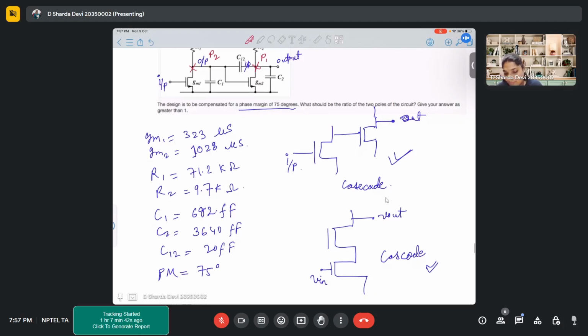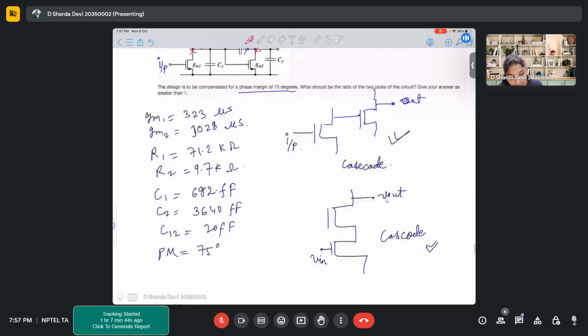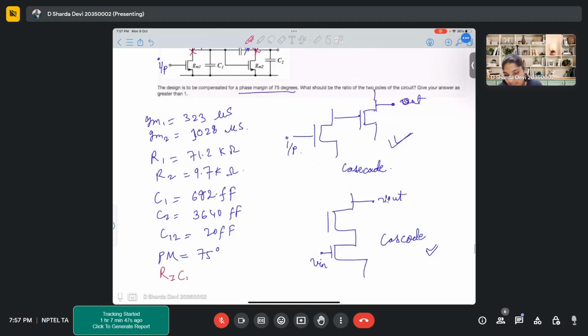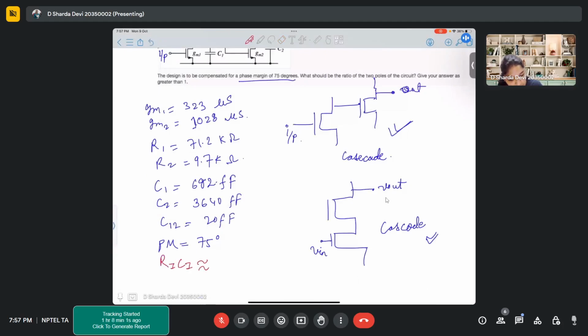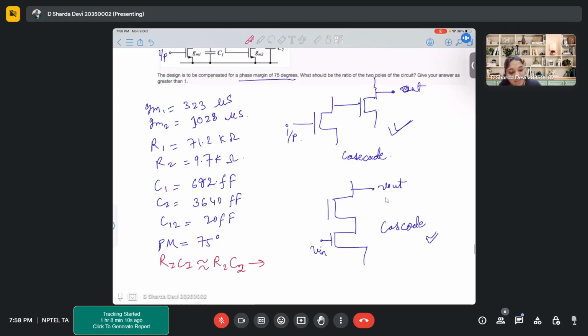Now, if your R1 C1, that means let's say this pole is pole 1, and this is pole 2, let's say this is Out, C out. So if your R1 C1 and R2 C2, like the first pole is almost equal to the second pole, what did we observe? If the first pole and second pole are coinciding with each other, in a two-pole system, how would your system look if both the poles are overlapping on one another? Marginally stable. Marginally stable systems.